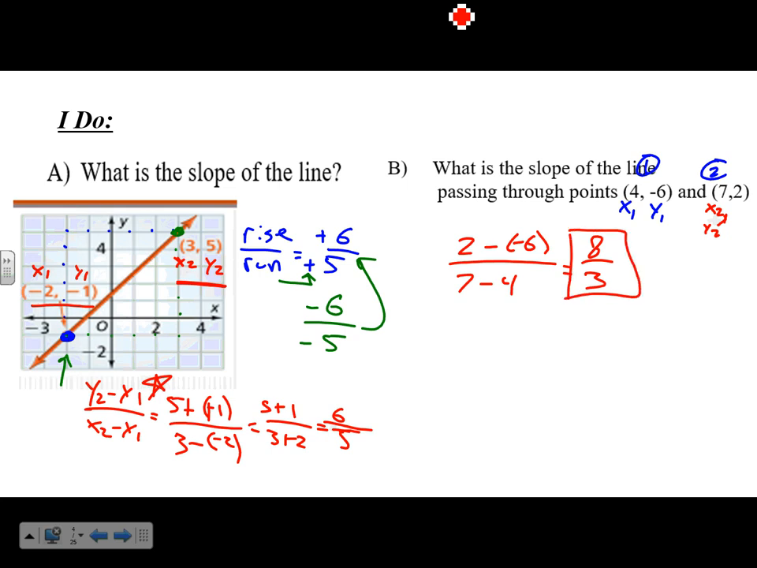Last but not least, make sure you're reducing these fractions. I do want you to reduce those, if at all possible.